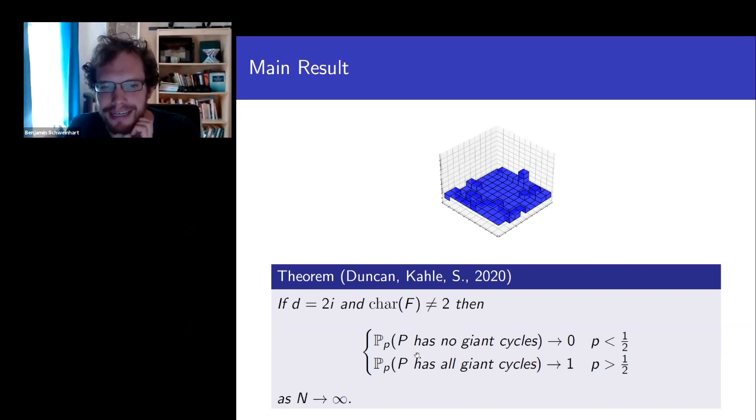Then the probability that we have no giant cycles, so no spanning half-dimensional manifolds, goes to 0 if p is less than 1/2. And the probability that we get, in some sense, a basis of giant cycles goes to 1 if p is greater than 1/2, as the size of our torus goes to infinity. So we show a sharp phase transition for the emergence of giant cycles.